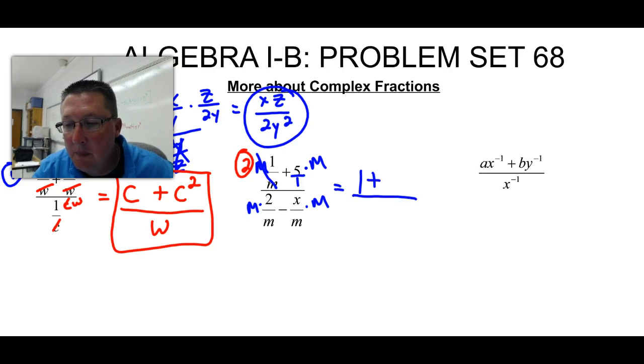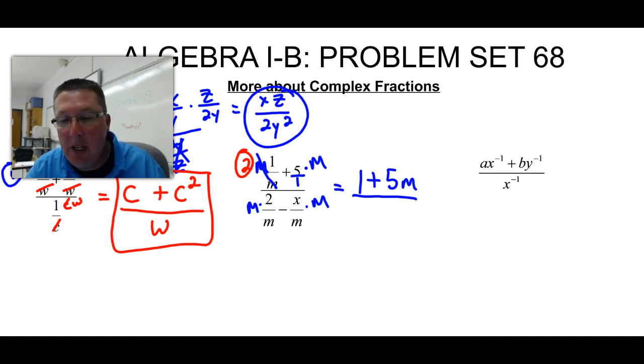Plus 5 over 1 times m. Nothing cancels on that one, so 5 times m is 5m. All right, no more fractions on top. Move down to the bottom. M times 2 over m, the m's cancel, that's what we want. I'm left with 2.